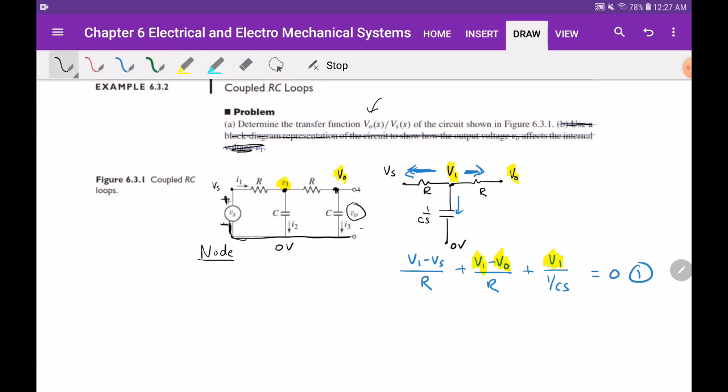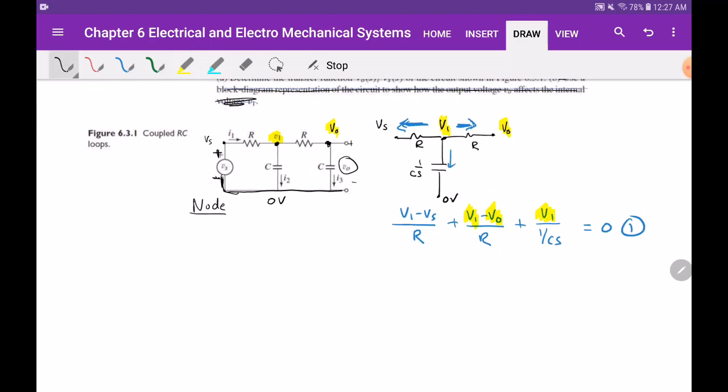So now next, you go to the second node, V0. That node is a little easier because you don't have another branch. This terminal right there indicates you're putting a multimeter, the voltmeter, to measure the voltage out right there. But the voltmeter doesn't draw any current, so there's no current going that way. So you have an R, and here you have 1 over CS.